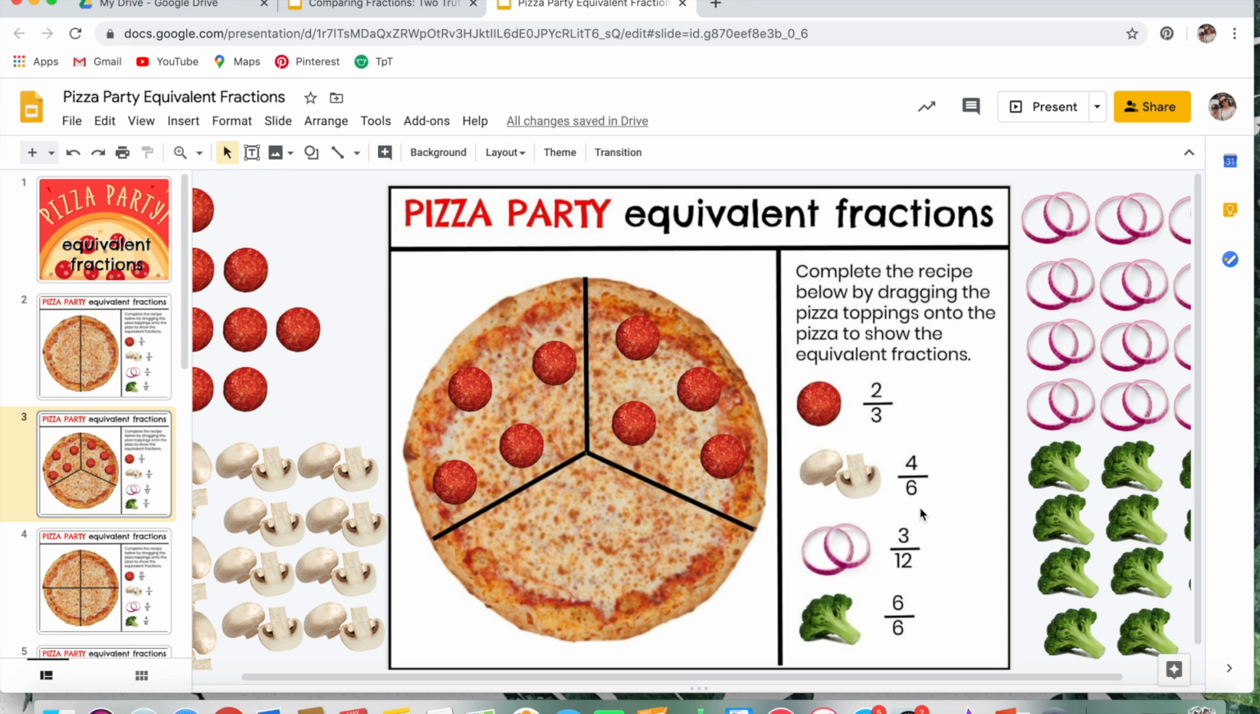Mushrooms. 4/6 of my pizza need mushrooms. Okay, I can do that. I'll just drag some mushrooms on. Wait a minute. I have thirds here. And I need to show 4/6 of my pizza with mushrooms. So what I'm going to have to do is compare these two fractions and find something that's equivalent, because I need to show 4/6, but I can only show it in thirds. So let's go take a peek at how to do that.